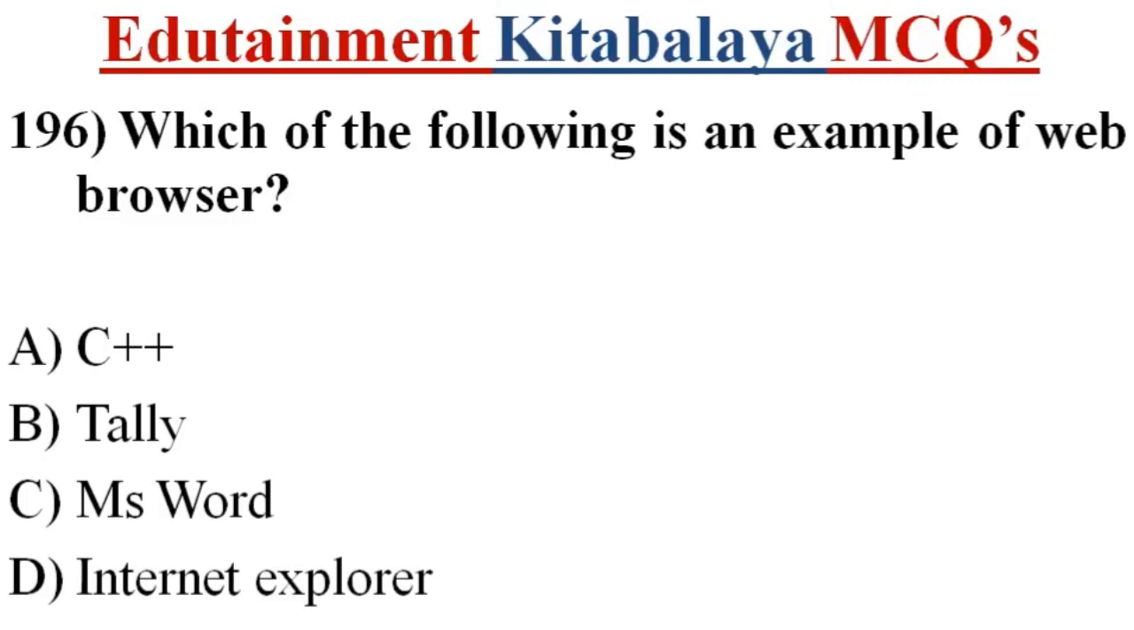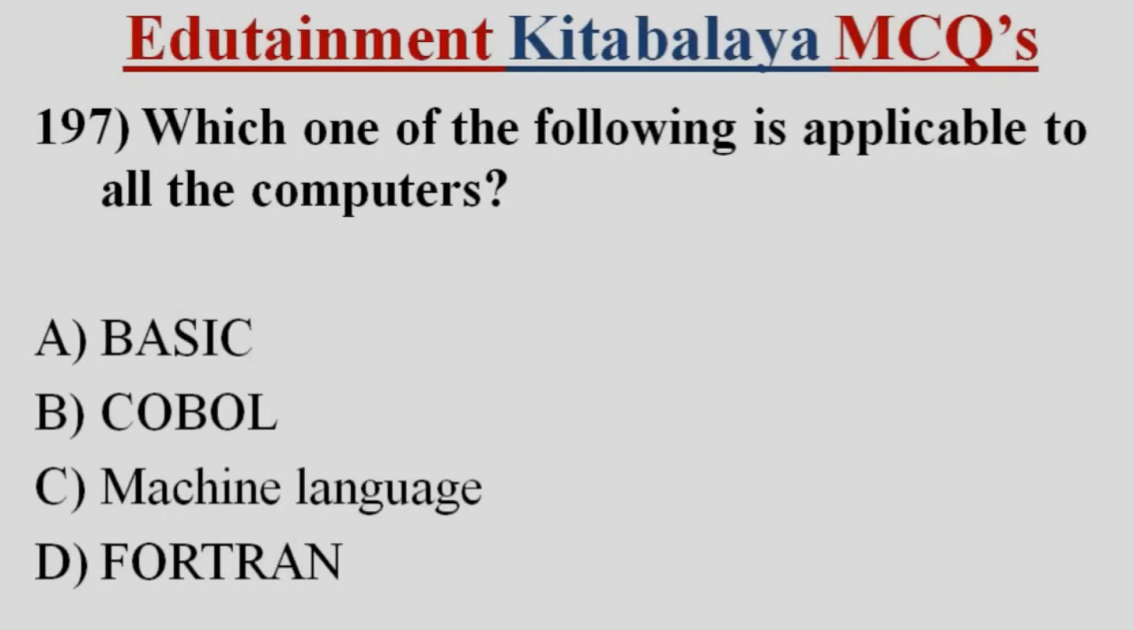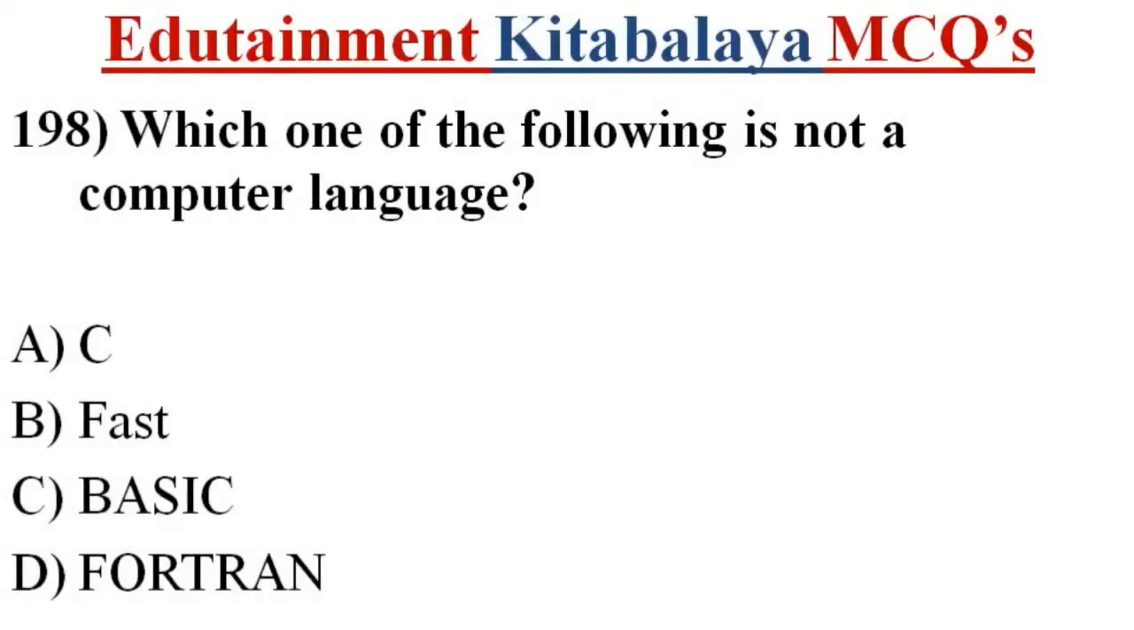Question number 196. Which of the following is an example of web browser? A. C++. B. Tally. C. MS Word. D. Internet Explorer. Correct answer is D. Internet Explorer. Question number 197. Which one of the following is applicable to all the computers? A. Basic. B. COBOL. C. Machine language. D. Fortran. Correct answer is C. Machine language.